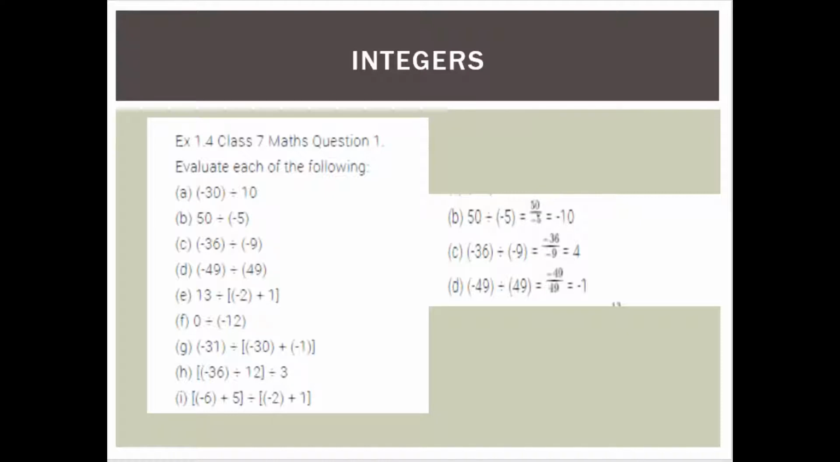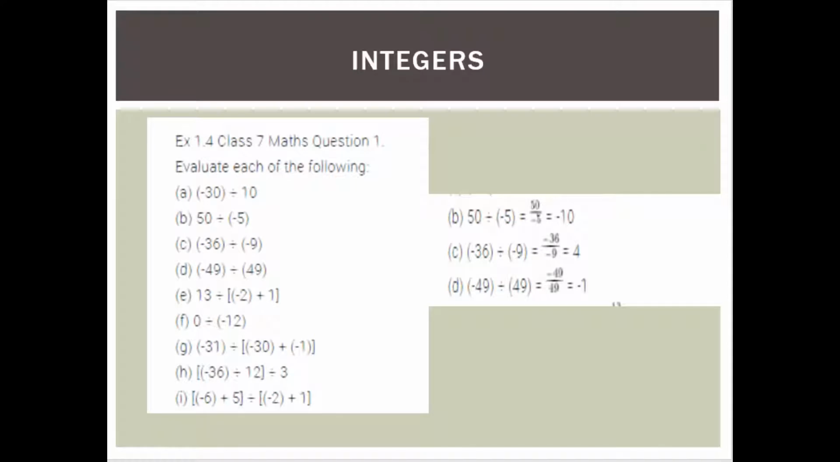Minus 30 divided by 10. You all can divide 30 by 10. Answer will be 3, that is minus 3. I have written the answer of B part, that is 50 divided by minus 5. If you divide 50 by 5, you will get 10. And in division, I have told you in the beginning, positive divided by negative, answer will be negative only. So answer will be minus 10.